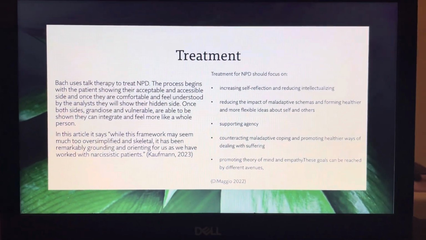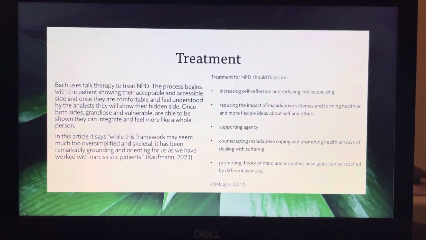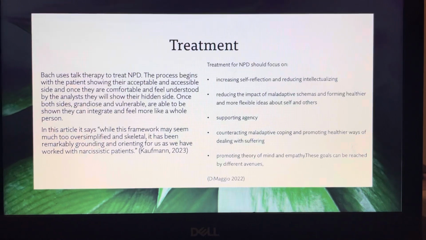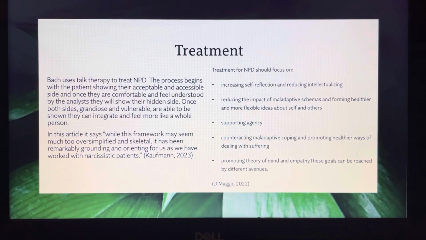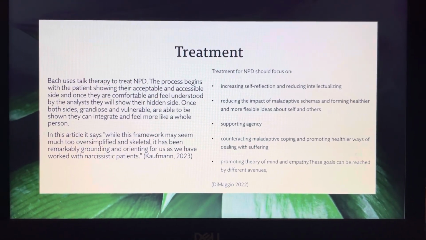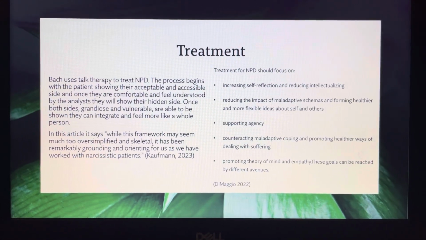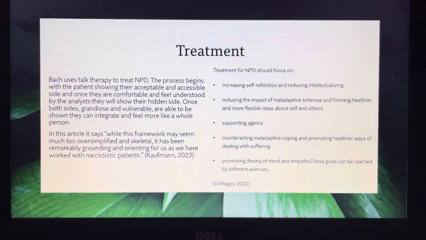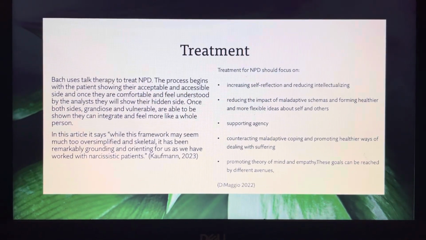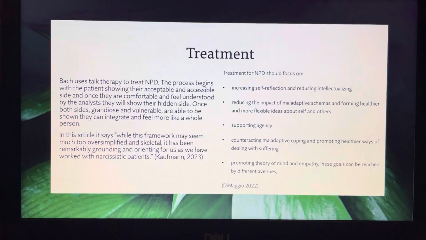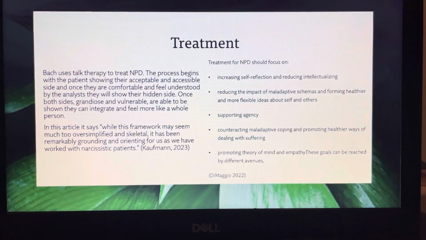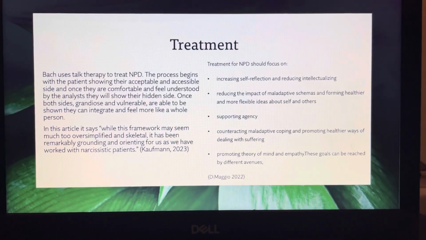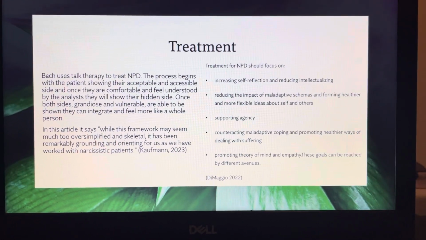The treatment for NPD is quite varied, but one study says it should focus on increasing self-reflection and reducing intellectualization, reducing the impact of maladaptive schemas, and forming healthier and more flexible ideas of the self and others, supporting agency, counteracting maladaptive coping, and promoting healthier ways of dealing with suffering.